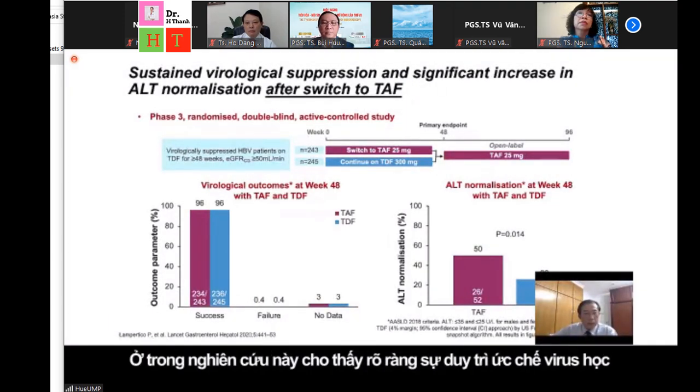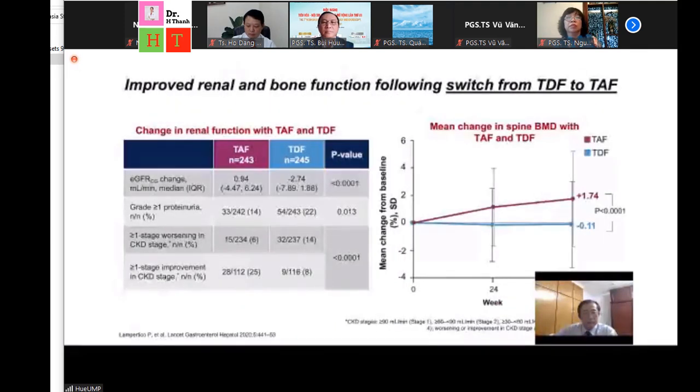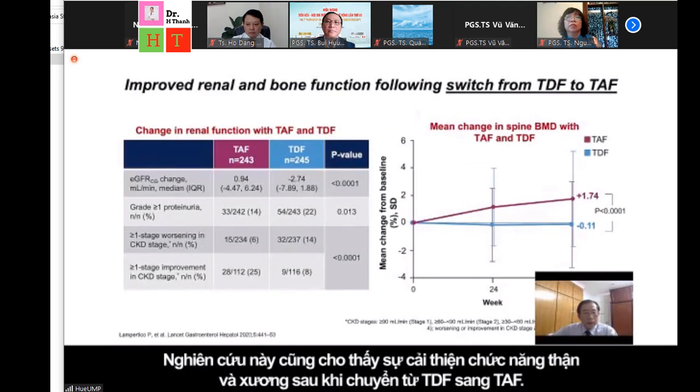Similarly, you can see there is sustained virological suppression and also a significant increase in ALT normalization after switch to TAF in this clinical trial. And there are improvements of renal and bone function following a switch from TDF to TAF.